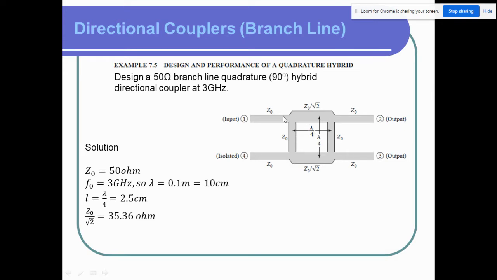Now it's time to find the impedance of this line, meaning the characteristic impedance of this line, which is Z0 by square root of 2. Z0 we know is 50, and we divide it by square root of 2. It gives us 35.36 ohm. That will be the part of the directional coupler branch line design.